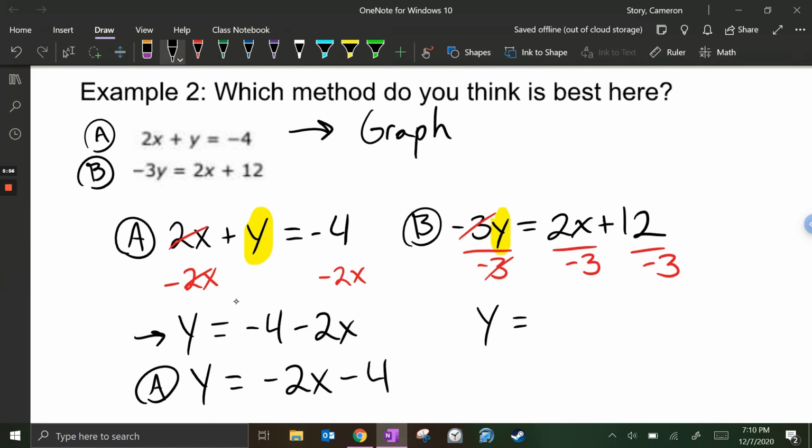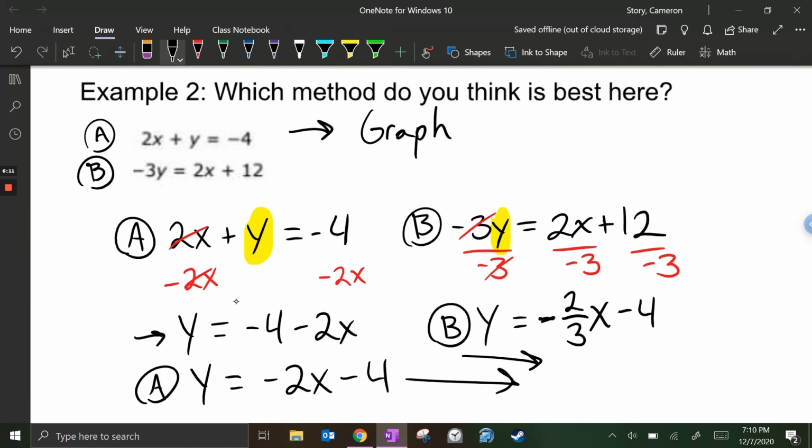And we get y is equal to 2 divided by negative 3, let's call that negative 2/3 x. And then positive 12 divided by negative 3 is negative 4. Okay, so this is my new equation B. Now we're going to take these and graph them on Desmos. Okay, and surprise, surprise, I've already graphed this on my other tab here.